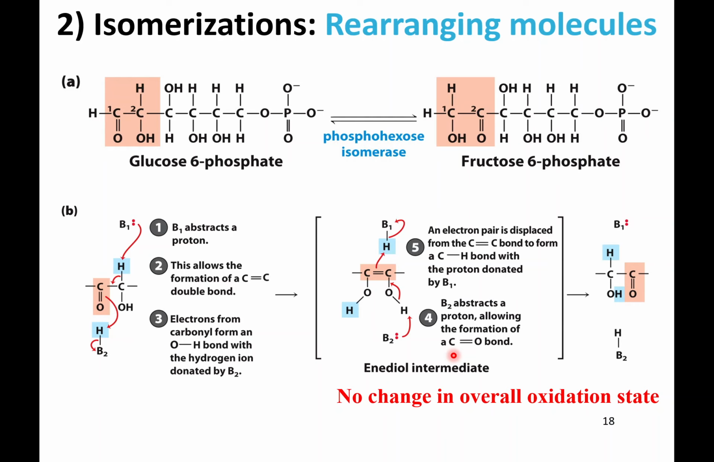What you'll notice too is that there's no overall change in oxidation state here. A carbon double bond to oxygen is more oxidized than a carbon single bond to oxygen. So in a sense, this carbon is being more oxidized while this one is not. But the net overall oxidation state of the molecule doesn't change.